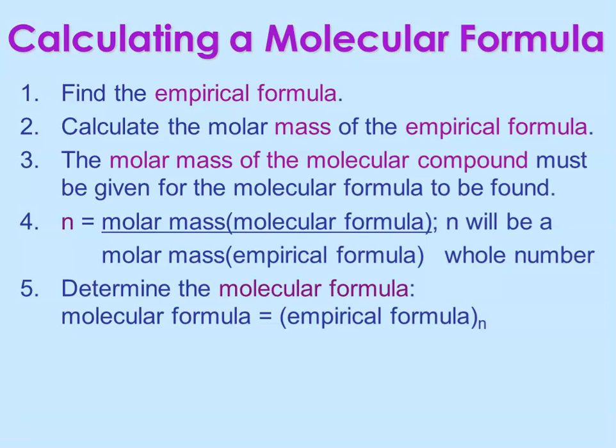We can calculate the relationship between the molecular formula and the empirical formula by dividing their two molar masses. We know that the molecular formula should either be at a minimum the same molar mass as the empirical formula or some multiple of it. So these should always be really close to a whole number. Once we get that whole number, we can then multiply all the empirical formula subscripts by that value to get our molecular formula.